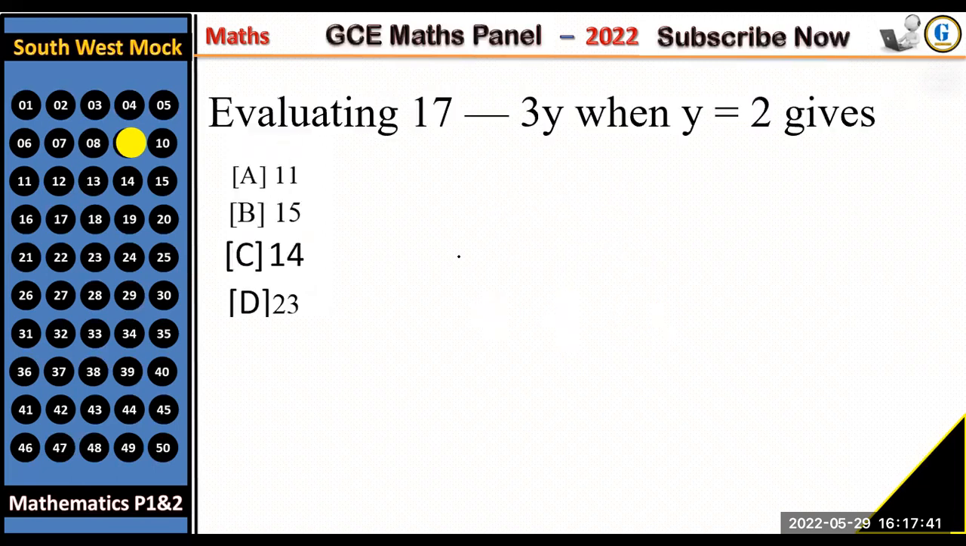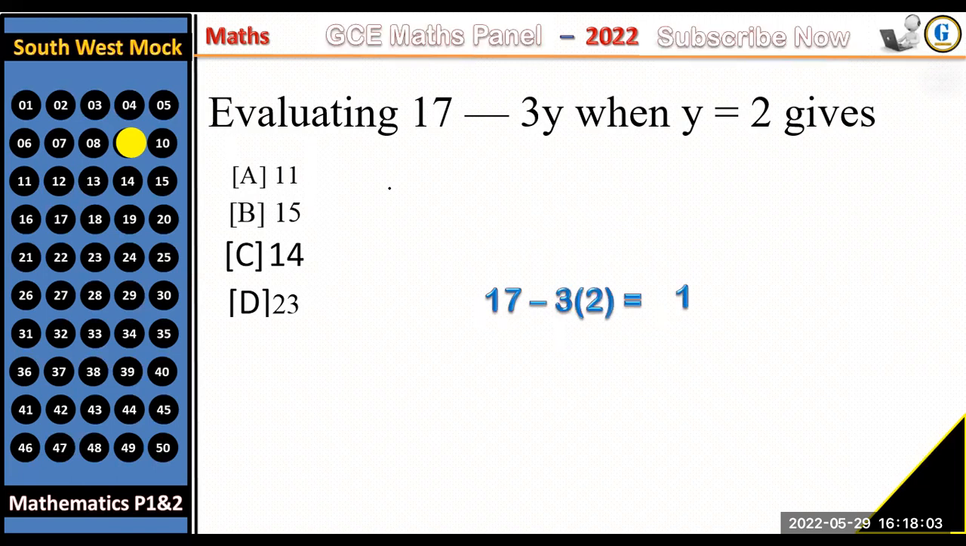The next question, we have evaluating 17 minus 3y when y equals 2 gives. So we just have to substitute y by 2, and this will give us 17 minus 3 into 2. So 17 minus 6 will give us 11. So we have 11.